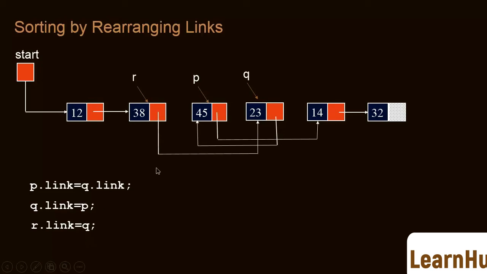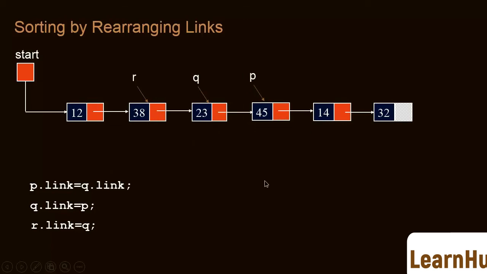So now we can see that the positions of these two nodes have changed. After this node, we have this node. After this node, we have this node. And after this node, we have this node. So it looks like this. Now we'll exchange the values of P and Q for the next pass. Now let's go back to our program.